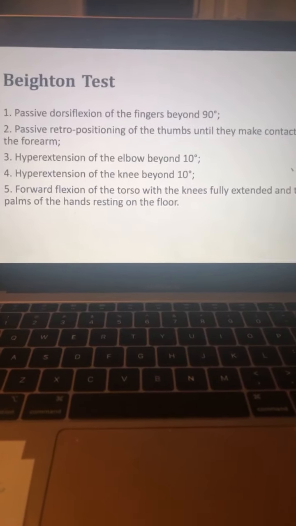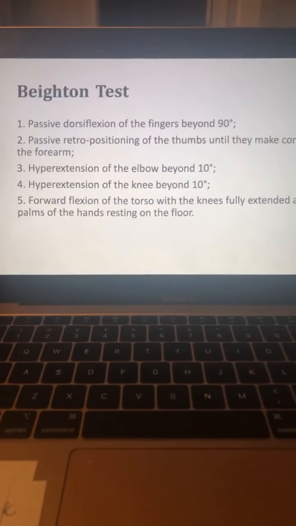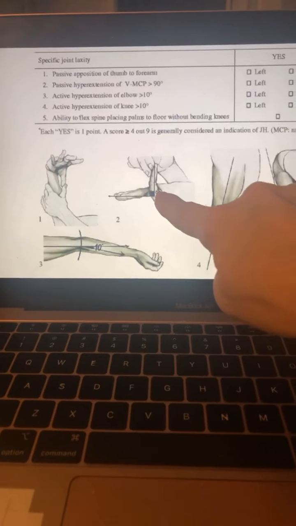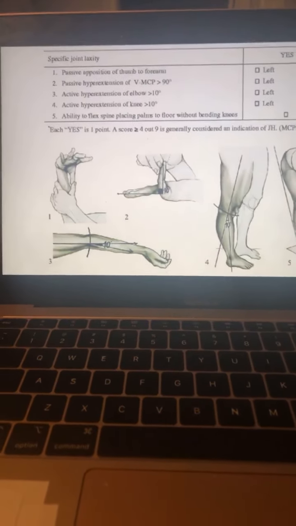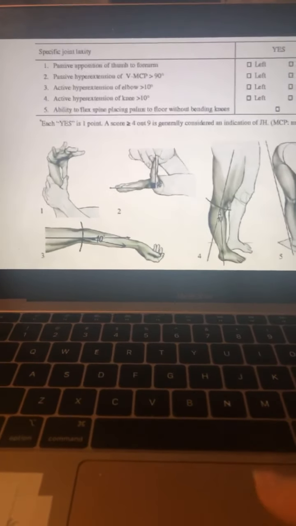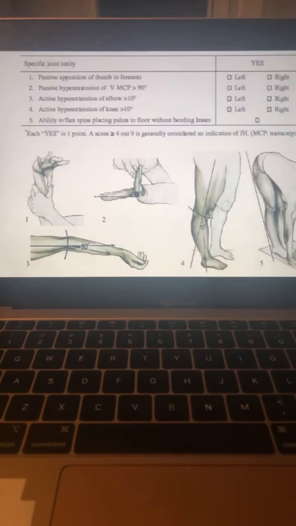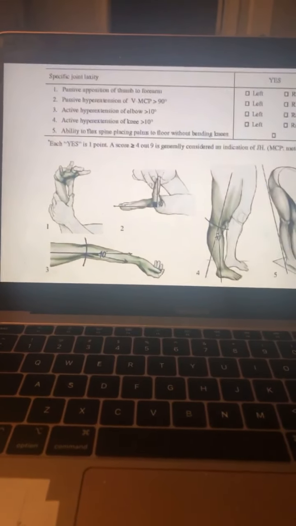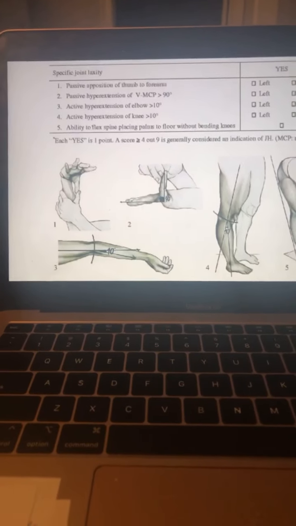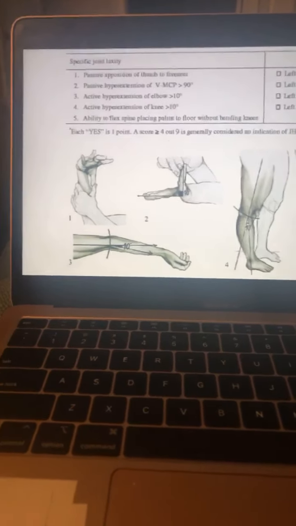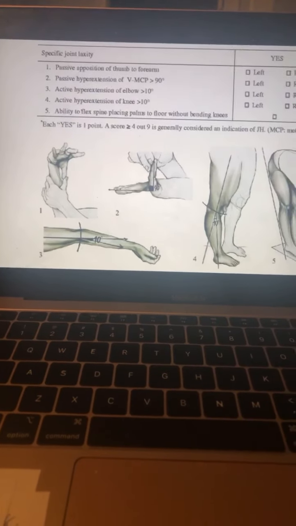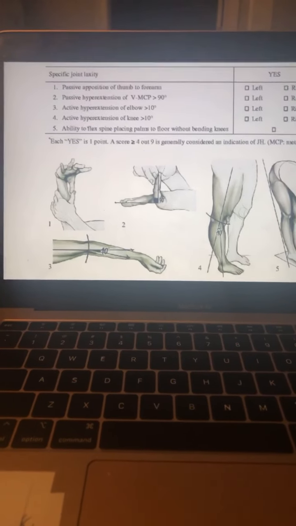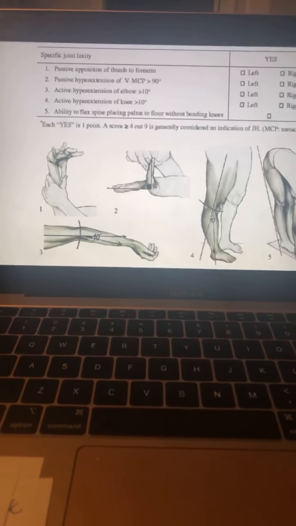But if you can, five things here. If you can dorsiflex your fingers beyond 90 degrees, I'm going to go forward so you can actually see it. So you can see here, right? Can you extend the fingers beyond 90 degrees? Can you bring your thumb to your forearm? That's probably the most commonly known one, where you're bringing the thumb back. And then the third, can you hyperextend your elbow greater than 10 degrees? Can you hyperextend your knee greater than 10 degrees? And then can you reach down and flex and touch the floor without bending the knees? So all of these make up what's called the Beighton test. If you're scoring four or greater, then that is quote unquote hypermobility.